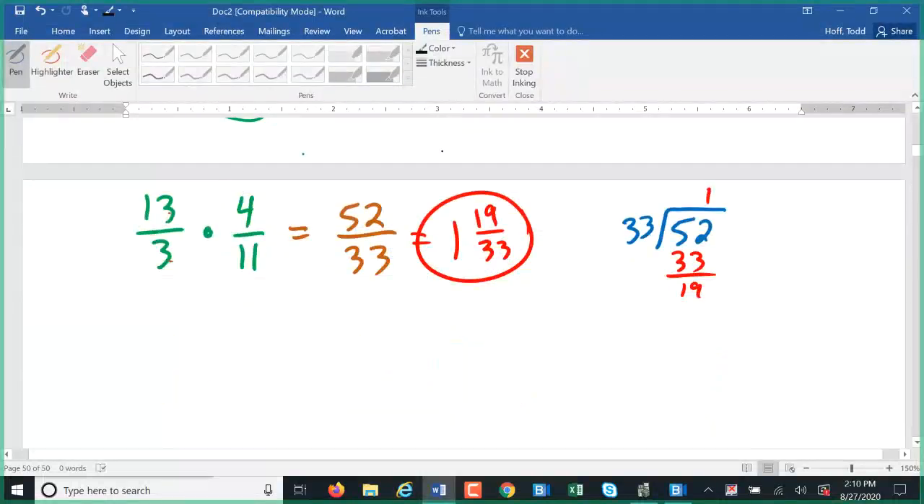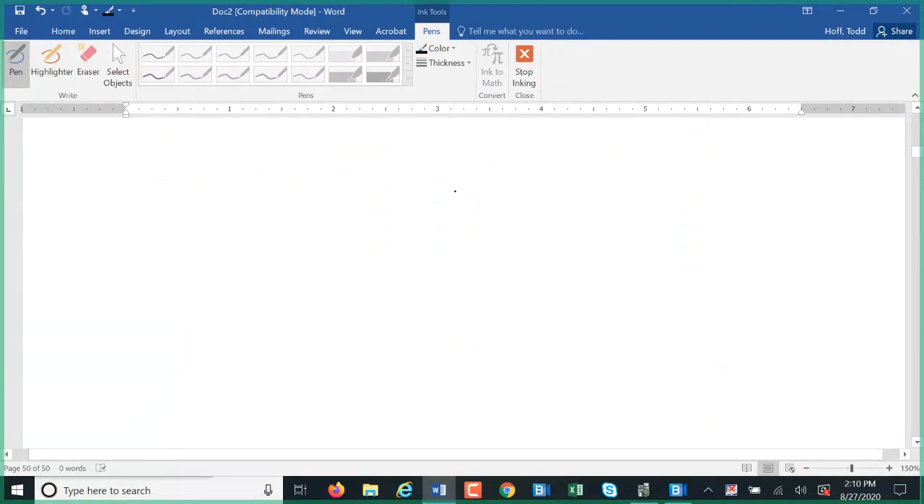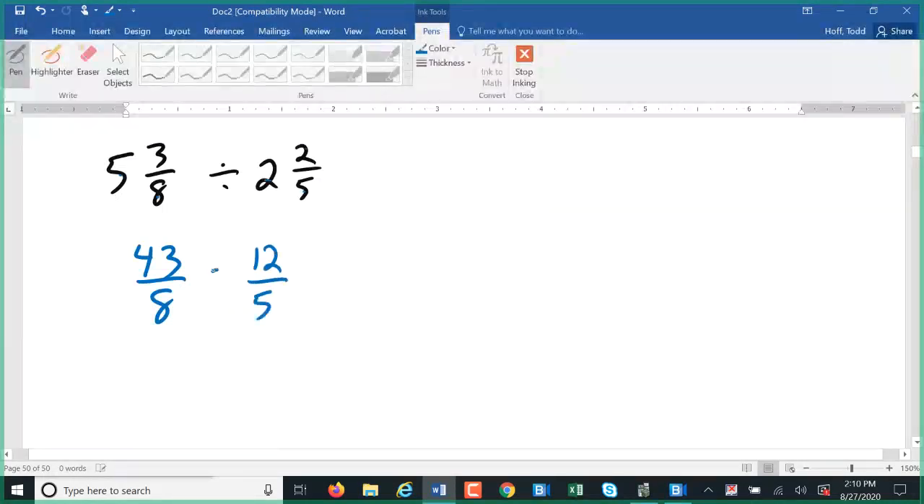Let's do one more example here before I give you homework. So let's look at something like 5 3/8 divided by 2 2/5. Let's first turn these into improper fractions. 5 times 8 is 40, plus 3 is 43/8. 2 times 5 is 10, plus 2 is 12/5.